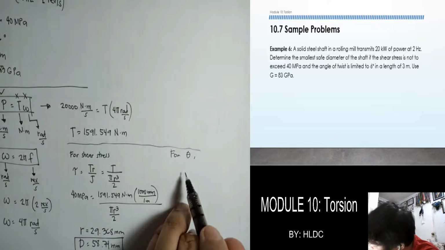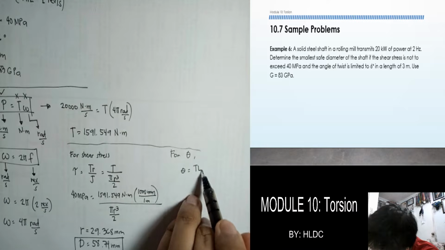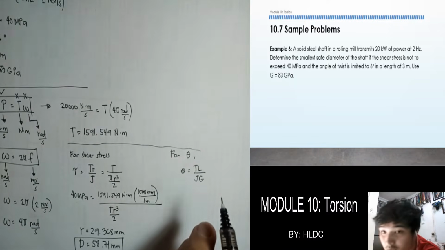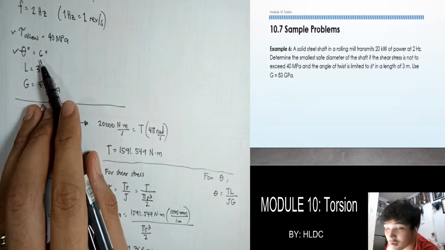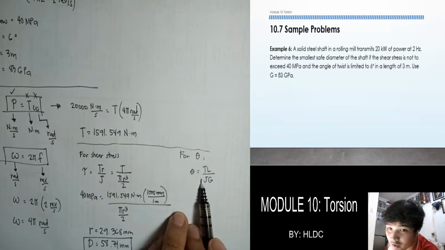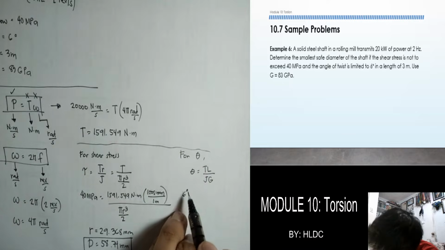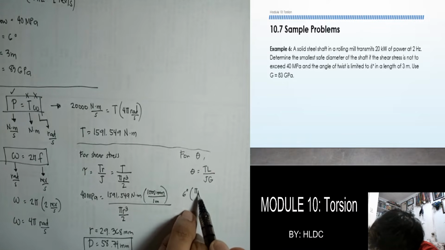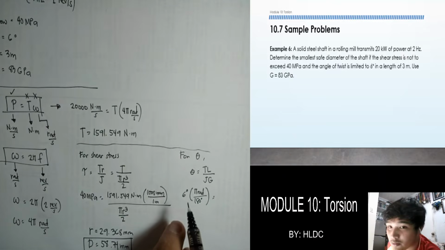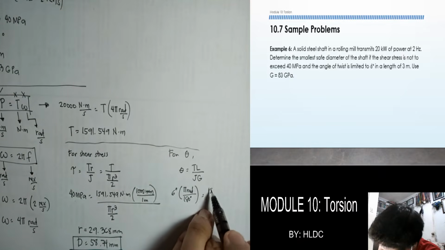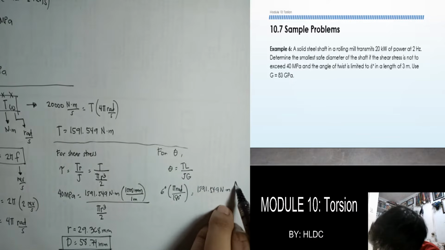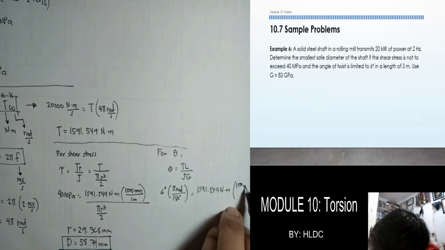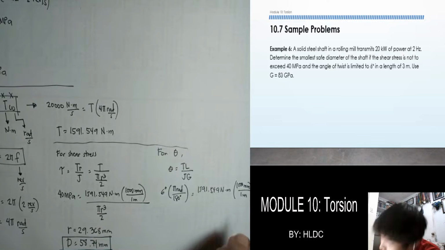So, the formula for that is TL over JG. Okay, so sinabihan tayo, class, that yung angle of twist is limited to 6 degrees, but para sa formula to dapat naka-radian siya, no? So, convert natin. So, 6 degrees, so times pi rad over 180 degrees is equal to T, yung 1591.549 Newton meter, convert 1,000 mm per 1 meter.